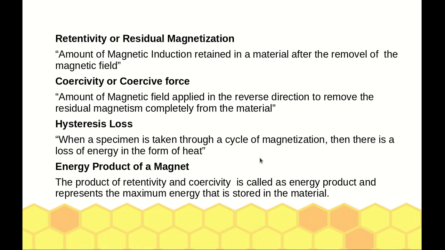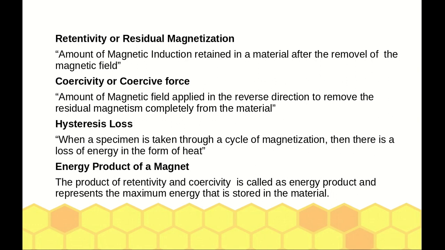When we study the hysteresis loop, we should know these parameters. First, retentivity: the amount of magnetic induction retained in a magnetic material after the removal of the magnetic field is known as the retentivity. This is also known as residual magnetization. Next is coercivity or coercive force, which means the amount of magnetic field applied in reverse direction to remove the residual magnetism completely from the ferromagnetic material.